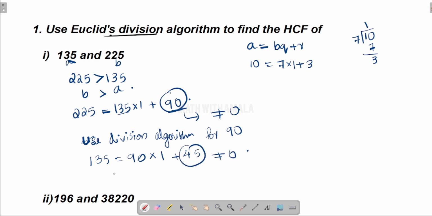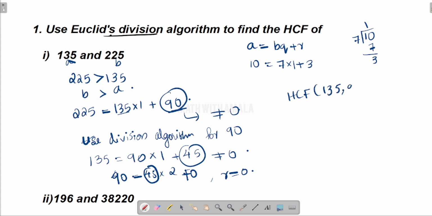Again, this remainder is not equal to 0. You have to apply the division lemma once again for 90. You will get 90 = 45 × 2 + 0. So you have got the remainder as 0. Now you can stop there. Now we can calculate the HCF from this division algorithm method.